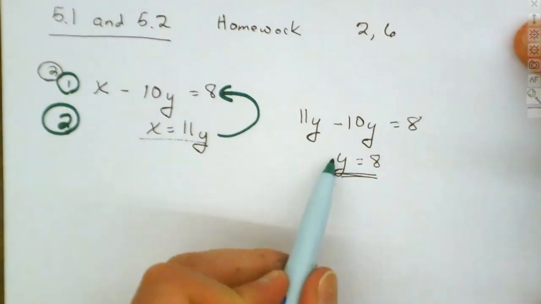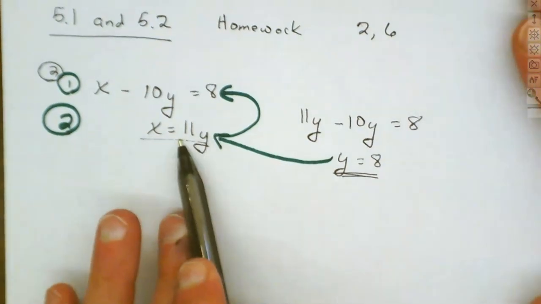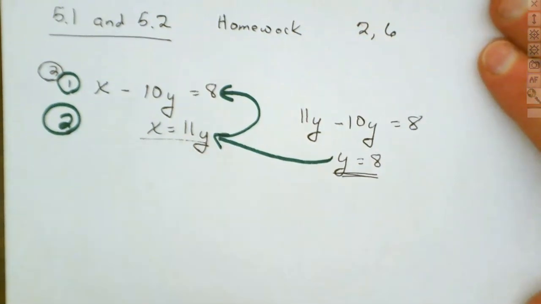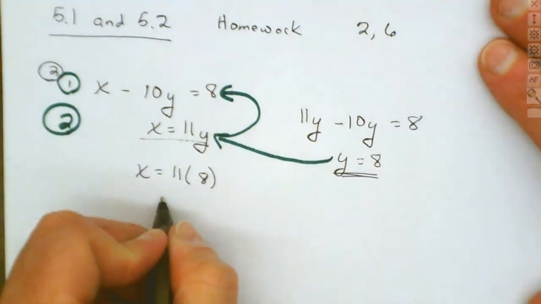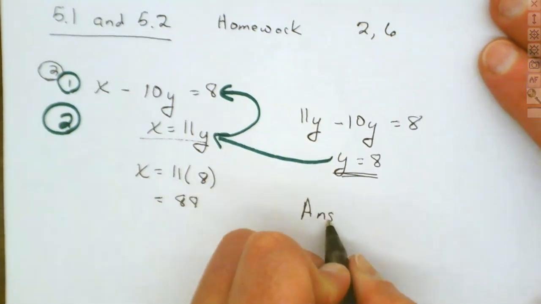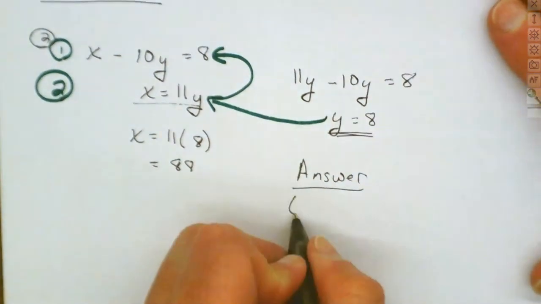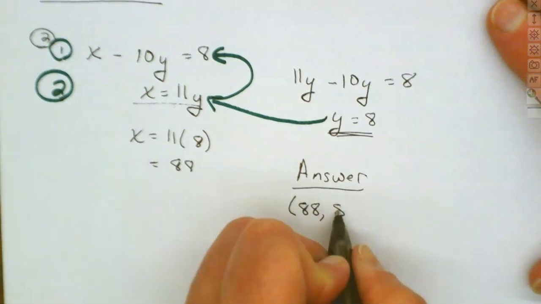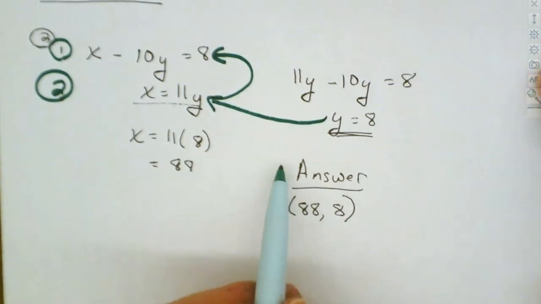Well, we take our y and we plug it back in. Does it matter where we plug it back into? No. This one's going to be easier, so I'll plug it into my second equation, and that's going to give you x equals 11 times 8, and so x equals 88. And what's your answer as an ordered pair? Well, the answer as an ordered pair would be 88, 8. Okay. That is going to be your answer now as an ordered pair.